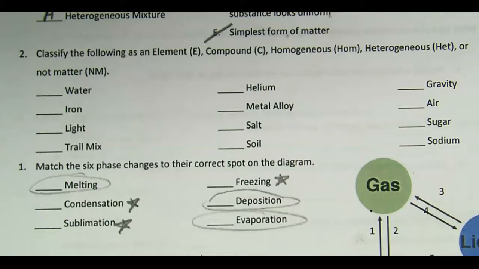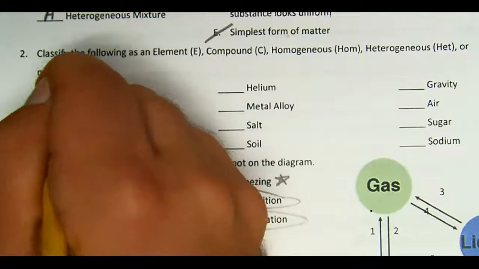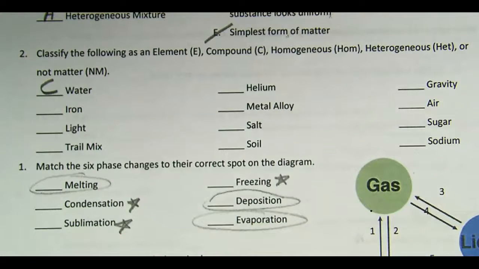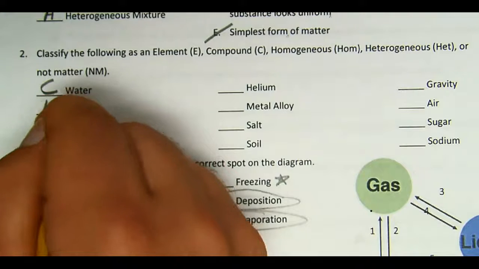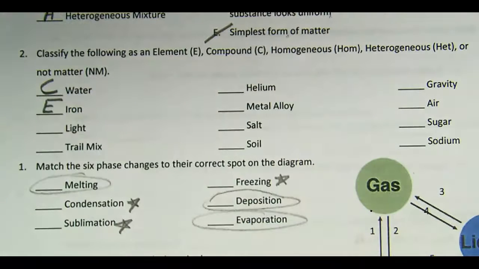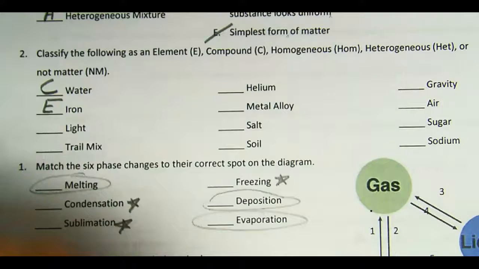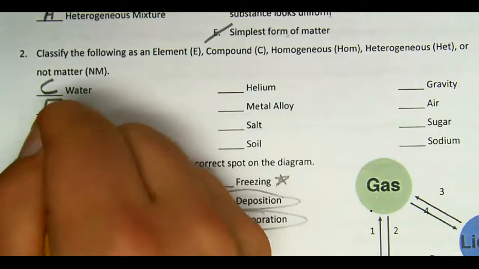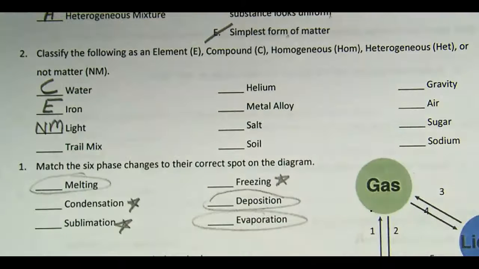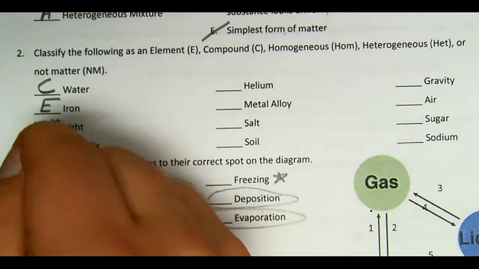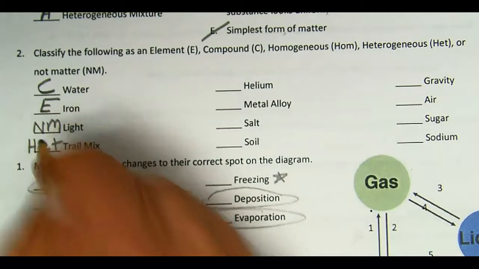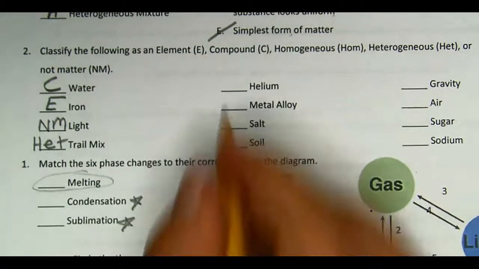So water. Water is H2O, so that is known as a compound. Iron is an element. Light. What would light be? Yeah, it's one of my trick ones. It's not matter. All right, so not matter is NM. Trail mix. Trail mix is heterogeneous, HET. Helium is an element.